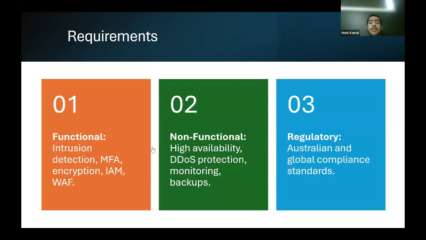To structure our design, we defined three sets of requirements. Functional requirements like encryption, intrusion detection, multi-factor authentication, and access control. Non-functional requirements such as high availability, resilience, loss protection and monitoring, and regulatory requirements, which include compliance with privacy and data protection laws. These guided every part of our design to make sure the solution was both secure and practical.